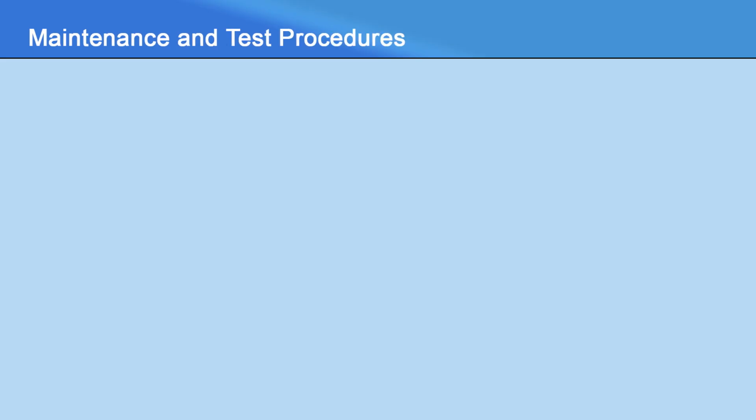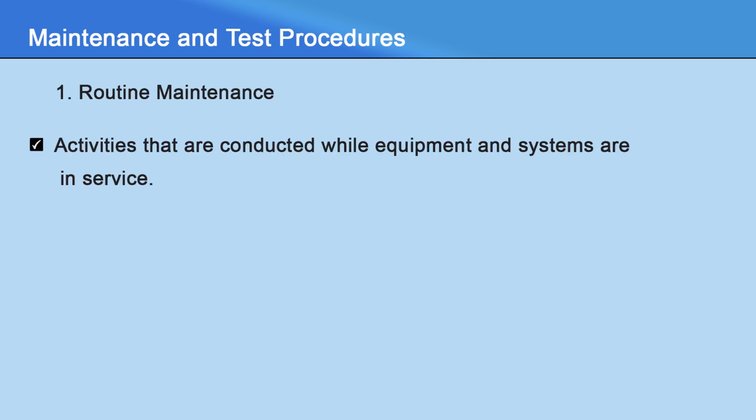Now let us discuss the maintenance and test procedures which are applicable for different electrical equipment. The electrical maintenance activities fall into three general categories. First is routine maintenance, next is maintenance testing and the third one is diagnostic testing. So first is routine maintenance.